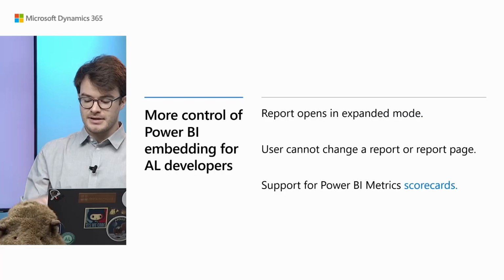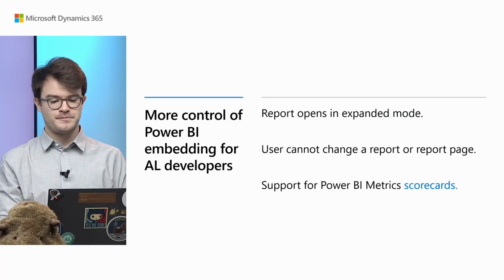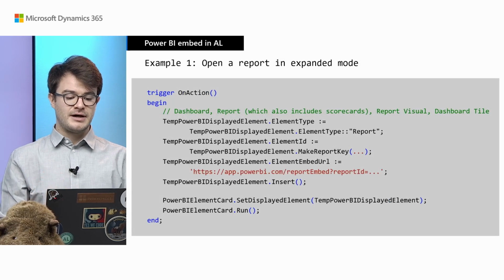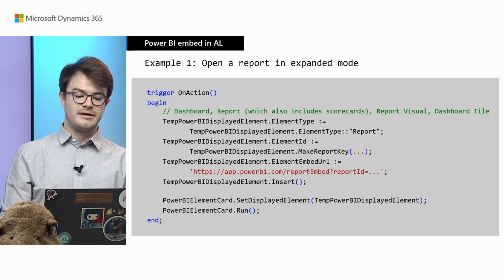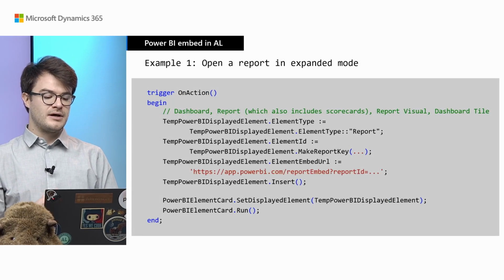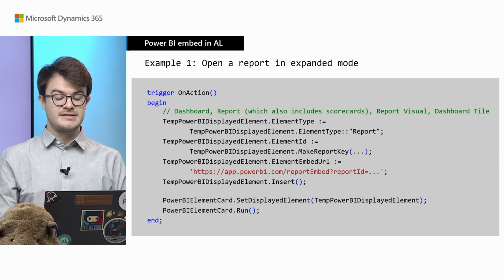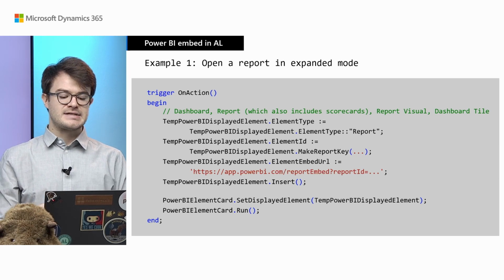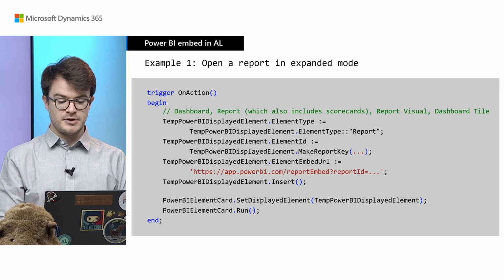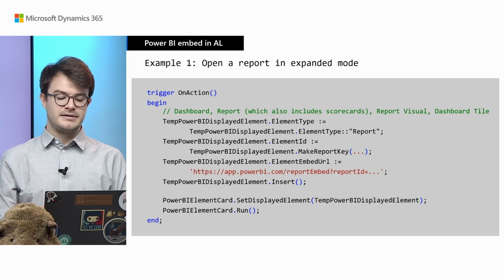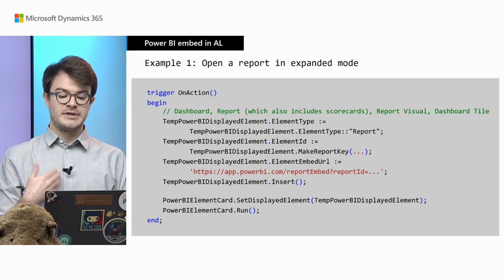So let's talk about code. How do we achieve this? First of all, let's talk about how you embed a report in expanded mode directly. So we have this record, which is Power BI displayed element, and you can just set the element type, in my example here, a report. You can just add the report ID and the report embed URL.